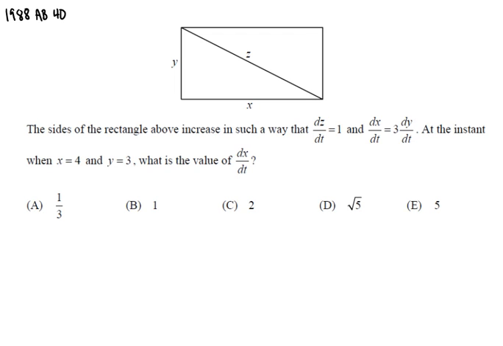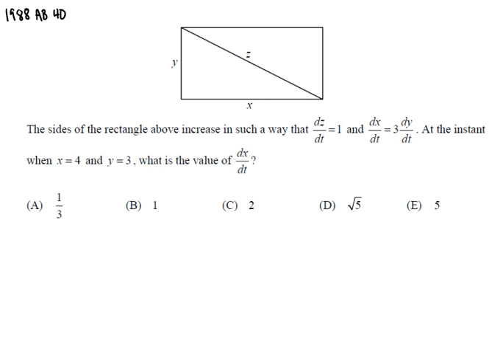In this video, we'll continue our multiple choice related rates AP problems. We come to 1988 AB 40. We have the sides of this rectangle above increasing in such a way that dz/dt is 1, dx/dt is 3 dy/dt. At the instant when x equals 4, y equals 3, what is dx/dt? And so we have the rectangle drawn there.